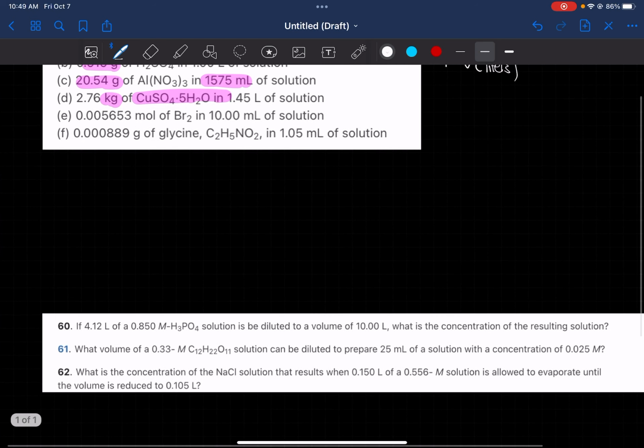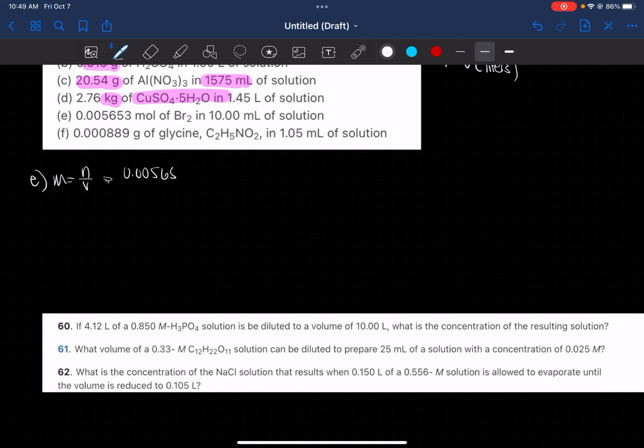E is just molarity equals M over V. So then it's just 0.005653 over 10 milliliters, 1 over 10, 1,000, which equals approximately 0.01. So this way it equals 0.563 molarity, and then ABC, yeah.